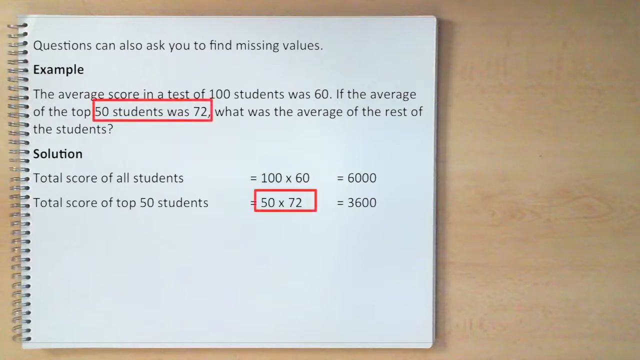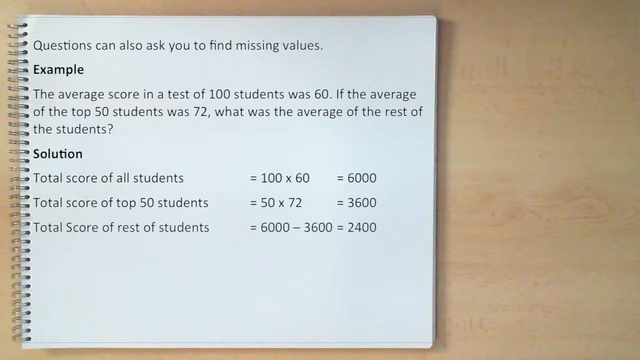The average of the top 50 students was 72. So to find out how much all of those scores added up to, we do 50 times 72, and that equals 3,600. So we can subtract those numbers one from the other to find out what the total score of the rest of the students was, and that gives us a value of 2,400. We can then work out the average of those students by doing 2,400 divided by 50, which is the number of the rest of the students. And that gives us an average score for the rest of the students of 48.